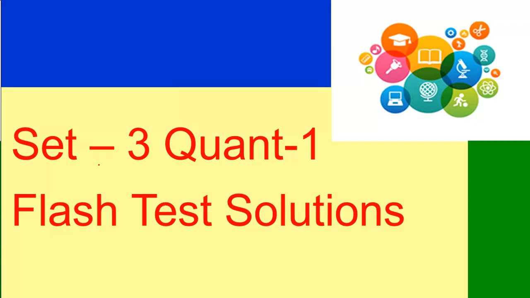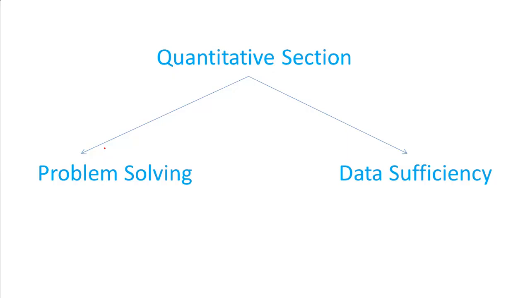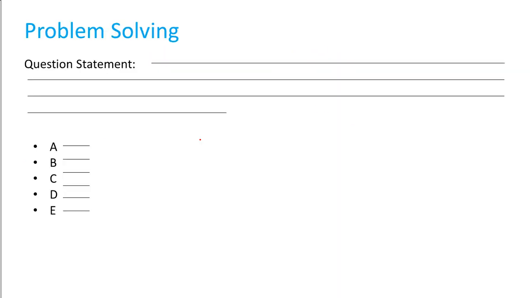Here we are to discuss the solutions of Flash Test Set 3 Quant 1. Before heading in, I would like to introduce you to the quantitative section of GMAT. The quantitative section of GMAT consists of two types of questions. The first one is problem solving and the second one is data sufficiency.